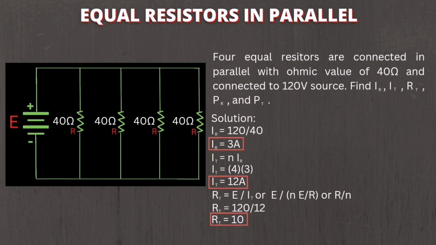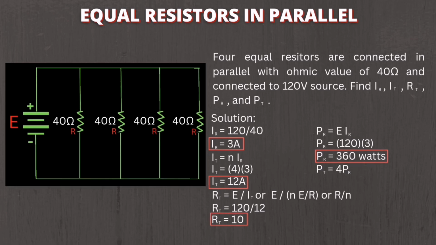Another, guys, is P of R and P of T. Since P of R is equal to E multiplied by I of R, we will have P of R equal to 120 multiplied by 3. So P of R is equal to 360 watts. And for P of T, simply multiply 4 by P of R. So the solution, guys, is 4 times 360, which results in 1440 watts or 1.44 kilowatts.